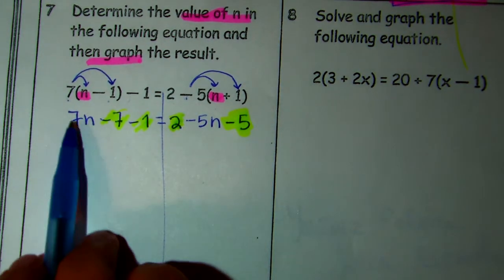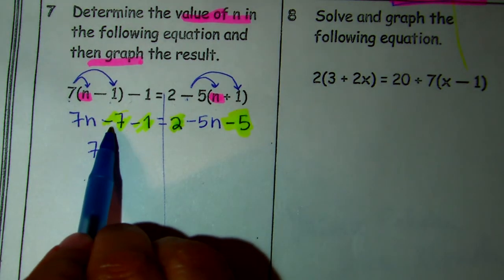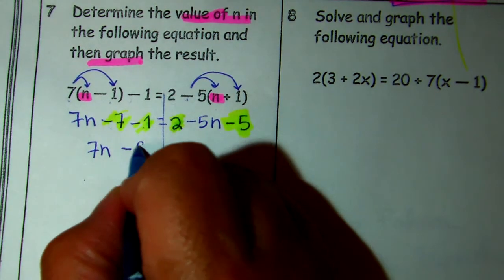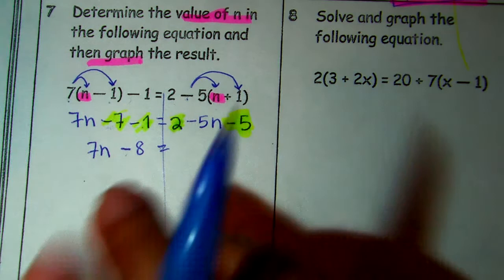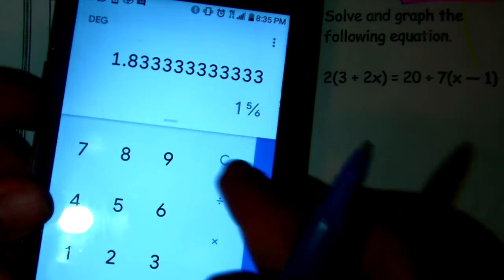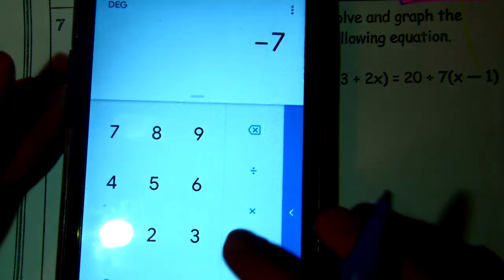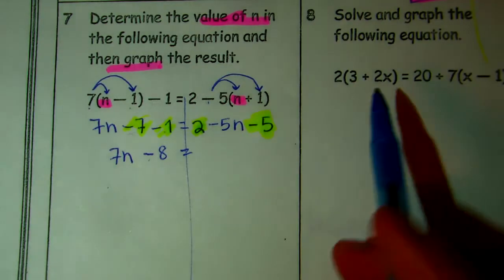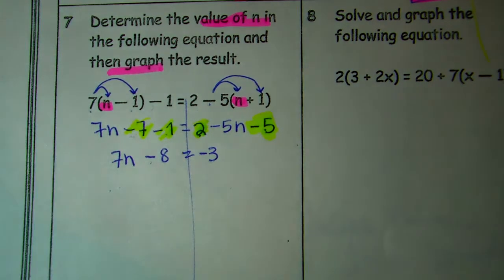So there's no other n to combine it with, so I'm just going to bring the 7n down. And -7 minus 1, or -7 plus -1 gives you -8. Remember, these are two negative numbers that you put together, you add them, or you can put this in the calculator. I know we don't have a scientific one, so I'm just going to put -7 minus 1, which is going to give you -8, right? And 2 minus 5 gives you -3.